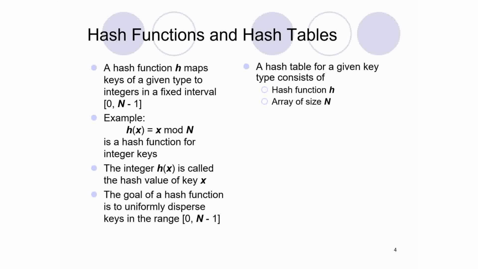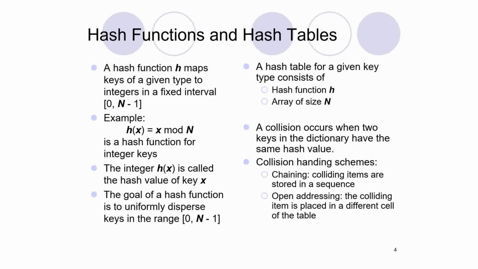A hash table for a given key type consists of a hash function h and an array of size N. A collision occurs when two keys in the dictionary have the same hash value. Collision handling schemes: chaining, where colliding items are stored in a sequence; and open addressing, where the colliding item is placed in a different cell of the table.